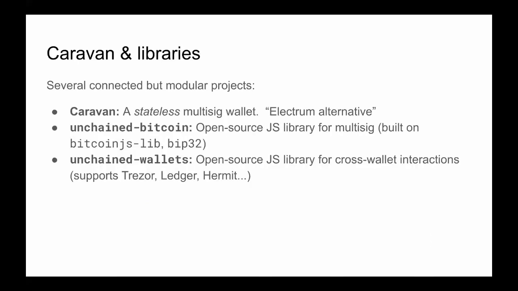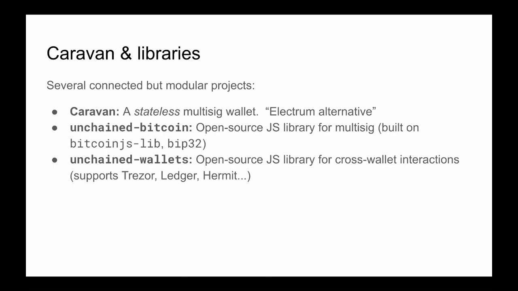So what I'll be showing off today is a couple of related projects. The first is called Caravan. That's the main title and the main project for this webinar. It's what we're calling a stateless multi-sig wallet or coordinator. You can think of it like an Electrum alternative for those who are looking for a simple tool to do multi-sig with.